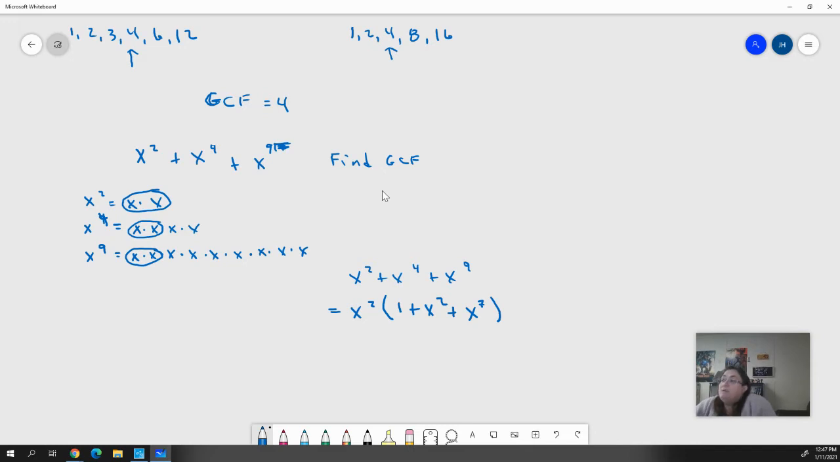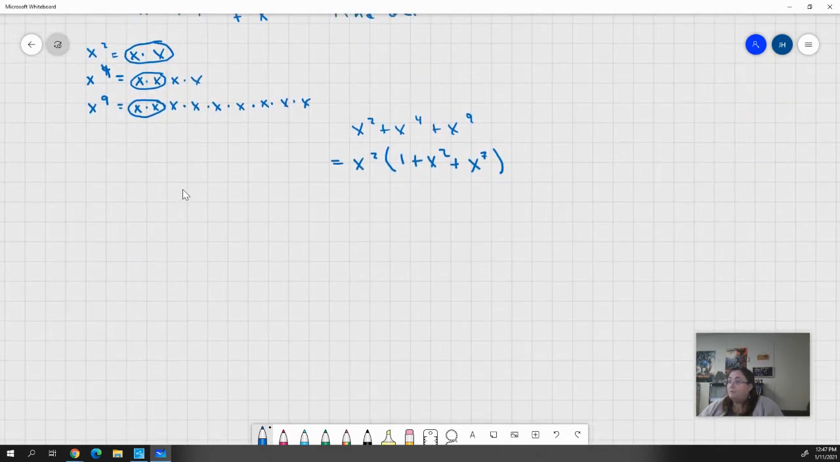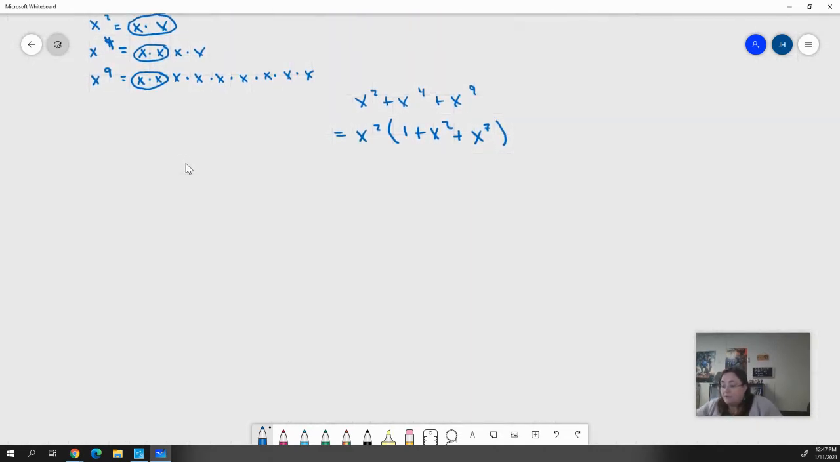So that's what we mean by finding the greatest common factor. The greatest common factor of this is just x squared. It's the one thing that they have in common. When I want to factor it out, it just means that I have to pull x squared out of each component that's listed there. So we're going to do a few sample problems with the greatest common factor.